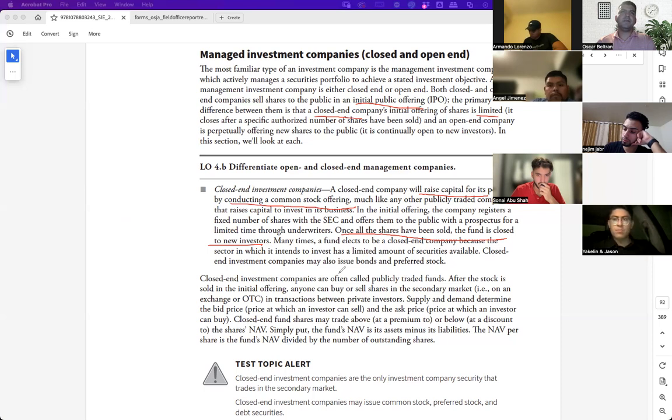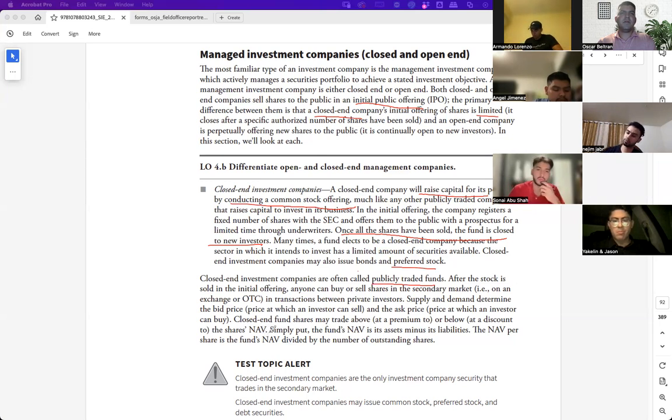Now here, closed-end investment companies can issue bonds and preferred stock. That's the main difference from open-end mutual funds, which cannot issue preferred stock and technically cannot issue bonds either. Closed-end investment companies are also called publicly traded funds. And the way you calculate the value of the fund is based on net asset value.